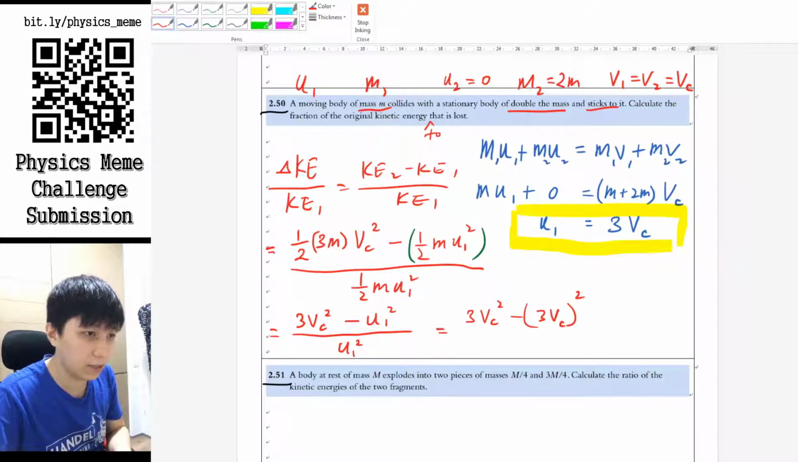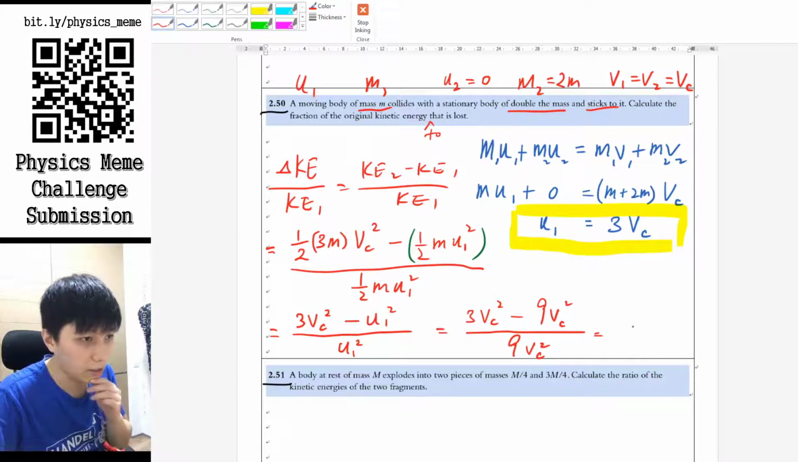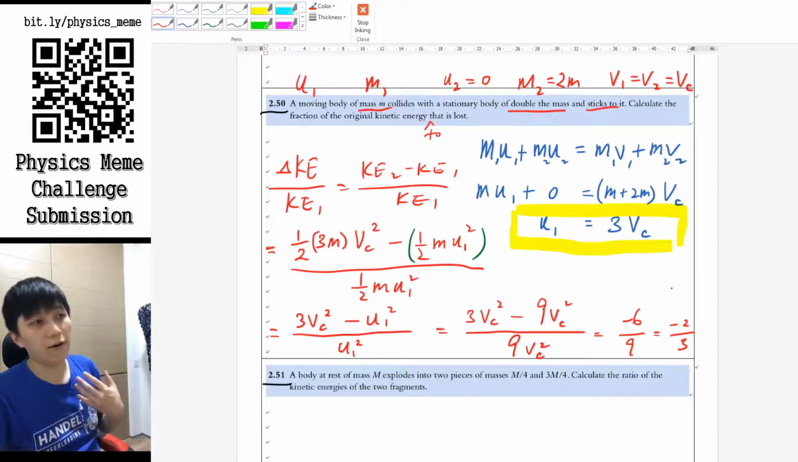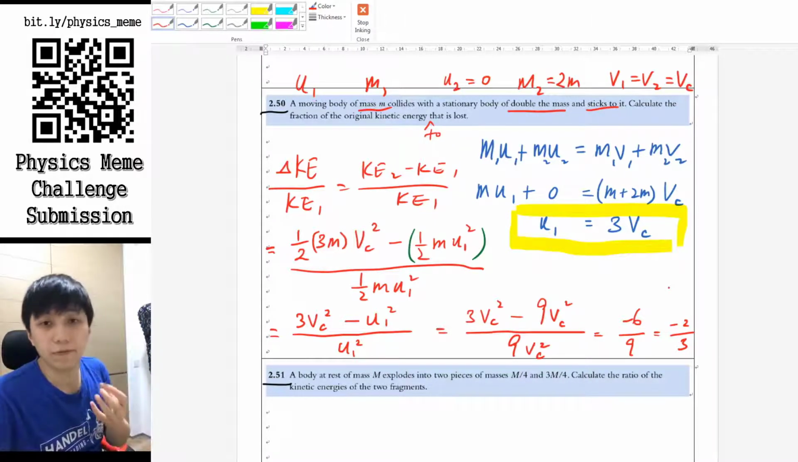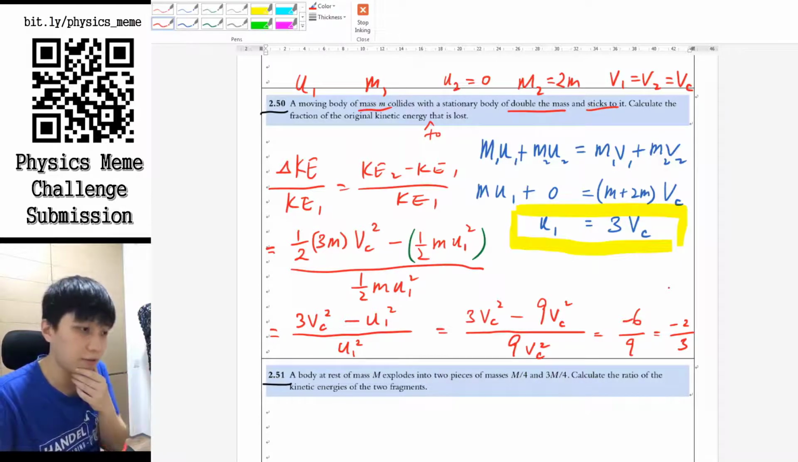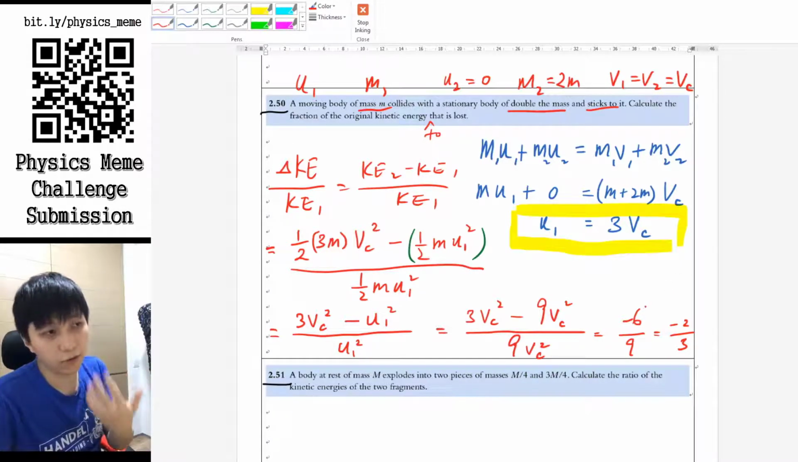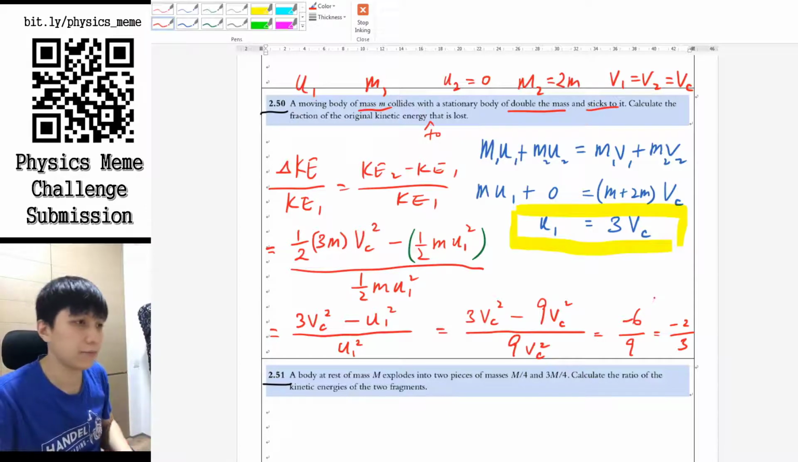So if you are okay with this, then I will just write it directly, 9 Vc squared, same as below. So eventually you get all the Vc squared cancel out, and then you only have negative 6 over 9. So if you want to find the fraction, I suppose we will express it as 2 over 3. So that means for the fractional change of the kinetic energy, you lose 67% of it.